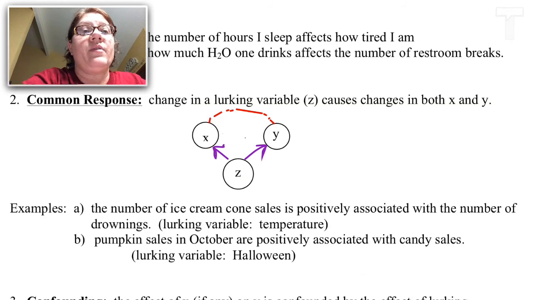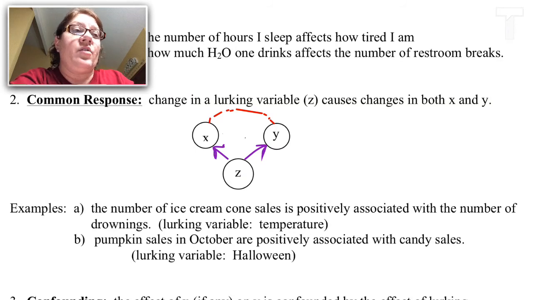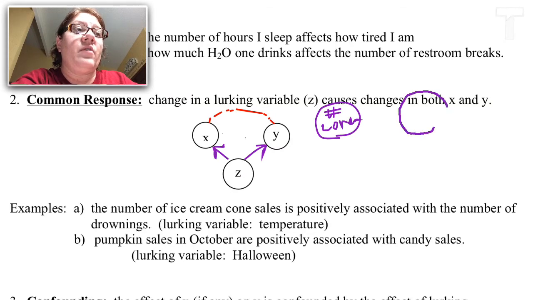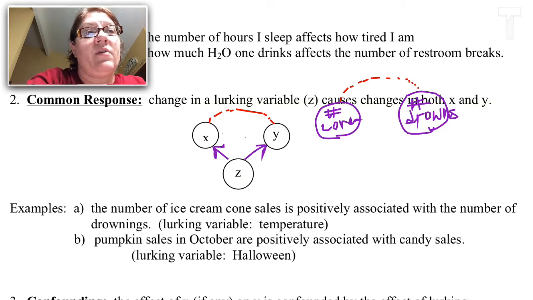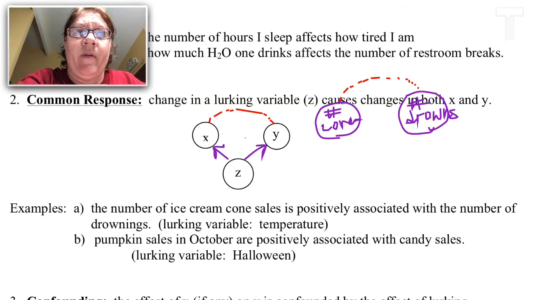And so, examples: number of ice cream cone sales is positively associated with number of drownings. So it would look like this, where I have number of cones and number of drownings. We've actually talked about this one before. And so I do in fact have a very close relationship between those. But that's silly to think that the number of ice cream cone sales is actually affecting drownings, right?